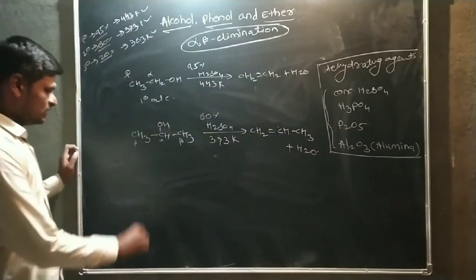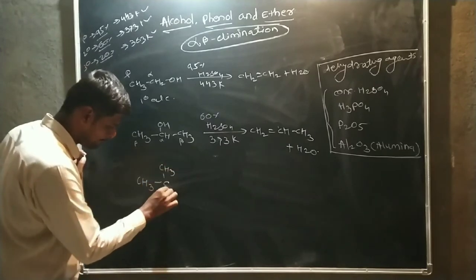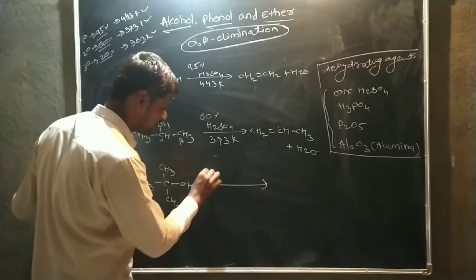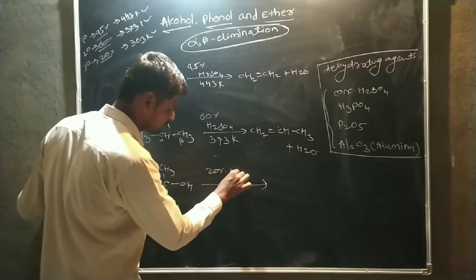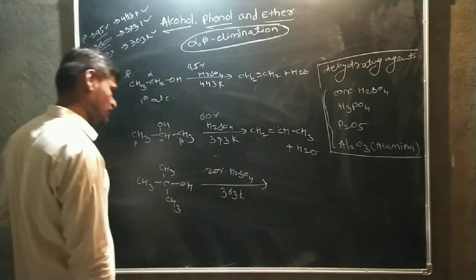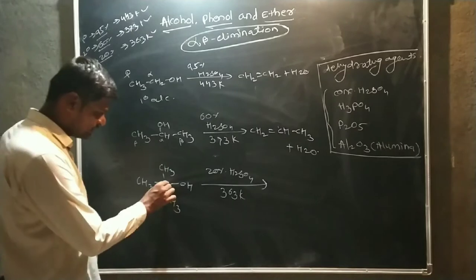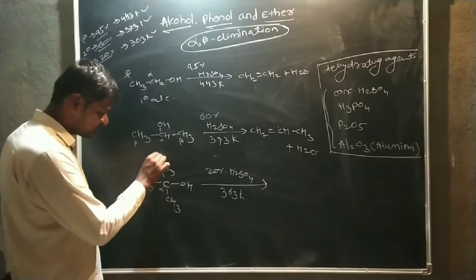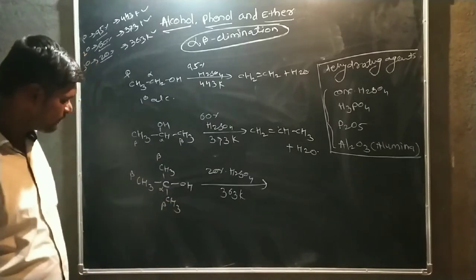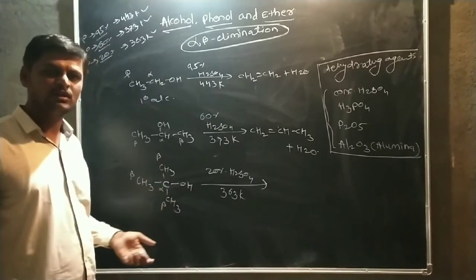Now we take the tertiary alcohol. If the tertiary alcohol undergoes the dehydration reaction using 20% H2SO4 at 363 Kelvin, then it forms the respective alkene. This one is the alpha carbon, and these three are beta carbons. Then the beta hydrogens are here.